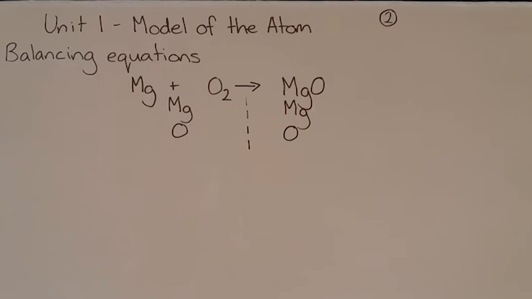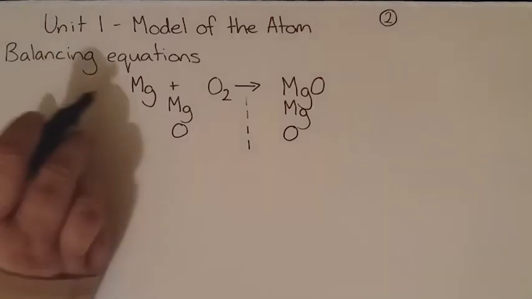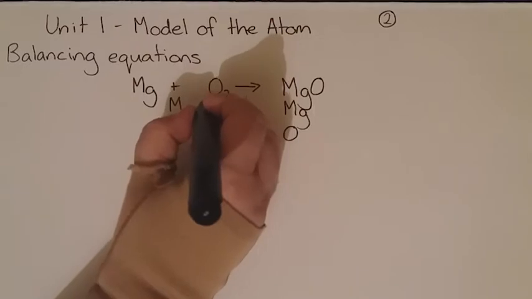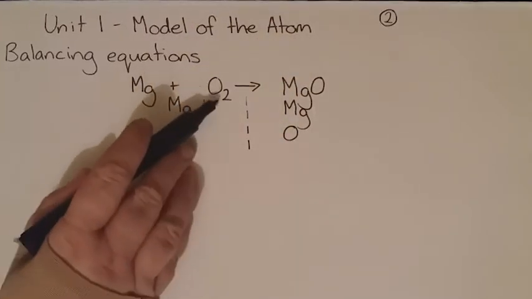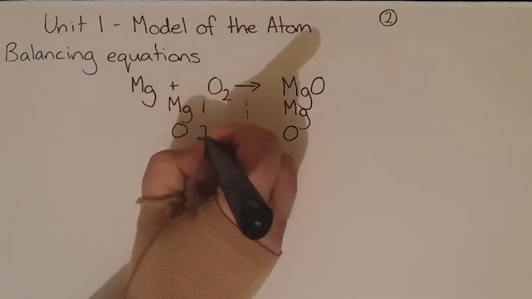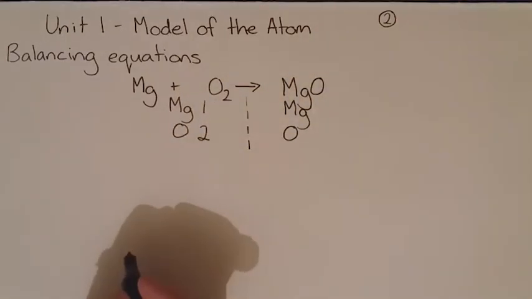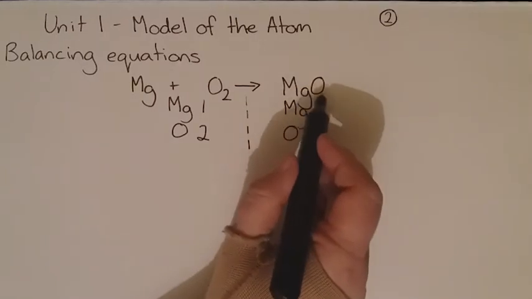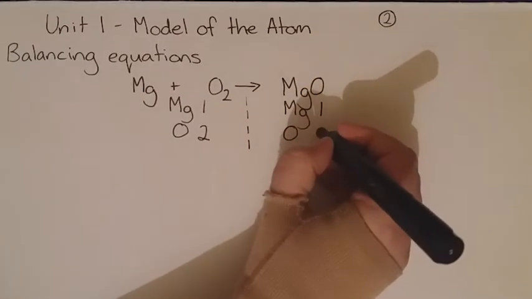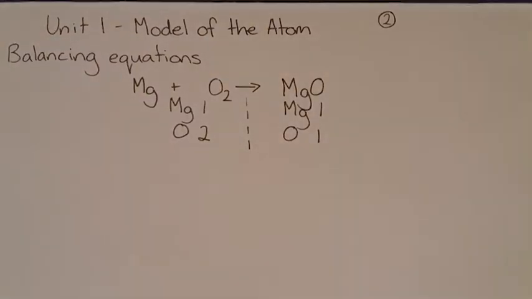Once you've got your list, you can then count up the number of atoms of each element. Here, we've only got one magnesium. However, we've got 2 oxygen atoms. On the product side, there are no numbers at all, which tells us we've got 1 magnesium and 1 oxygen.